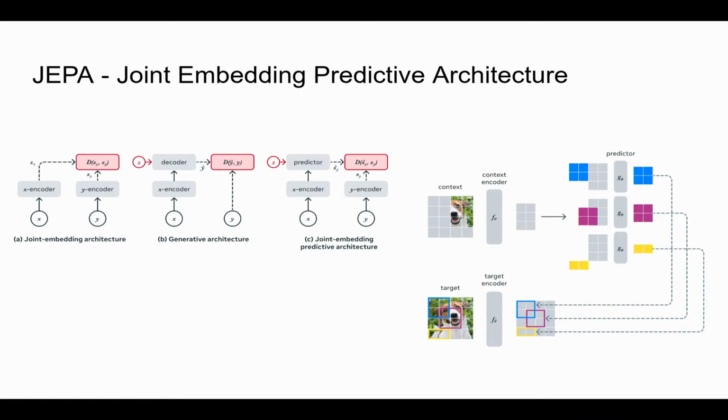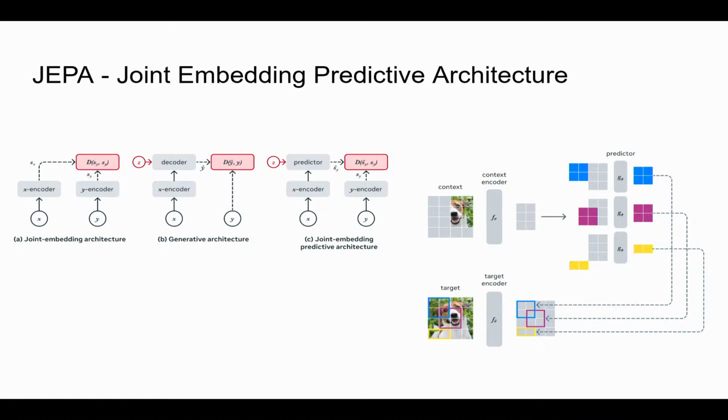You have generative architecture. Okay, this is the masked encoding. So you have data, encode, decode, whatever, and you predict whatever other data. For example, the masked token.